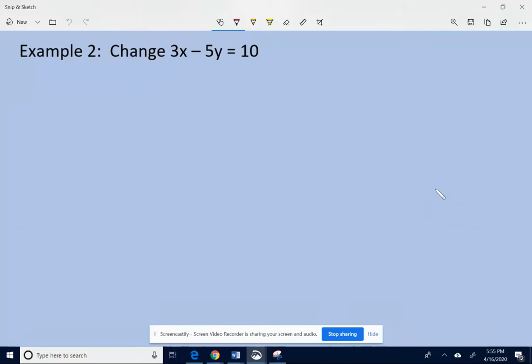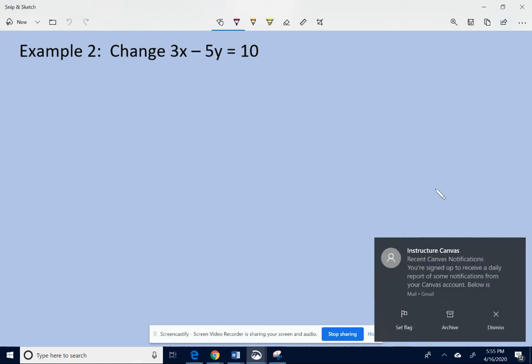Okay, let's look at one more problem together, and then I'll have you practice these and check the solutions. We have 3x minus 5y equals 10. Okay, we want to change this into slope-intercept form.